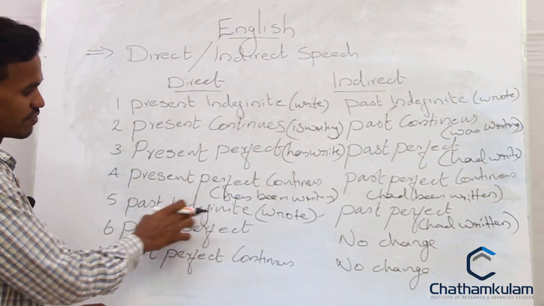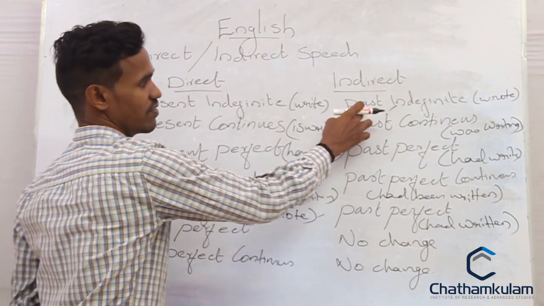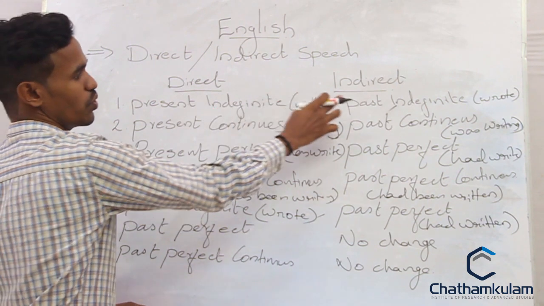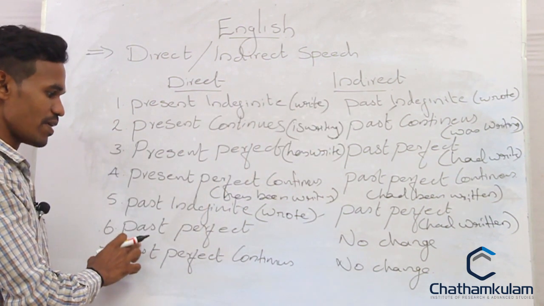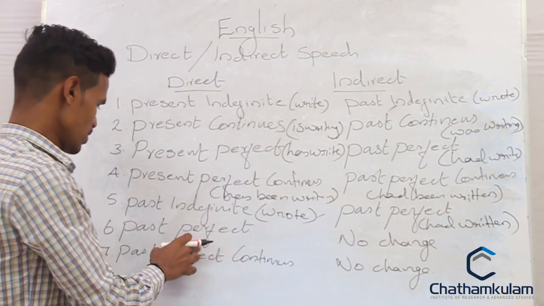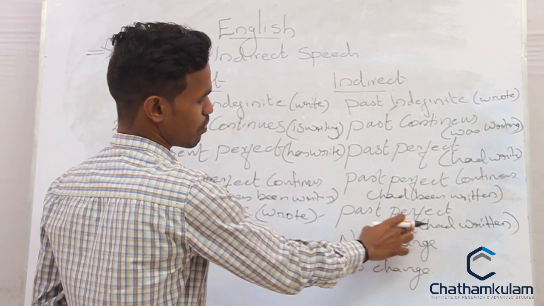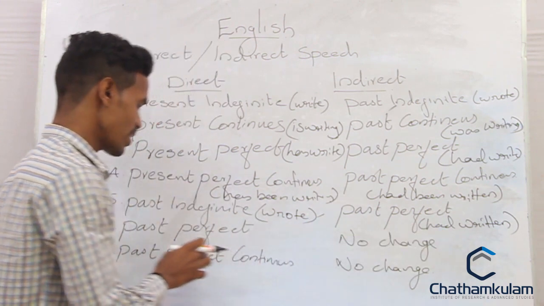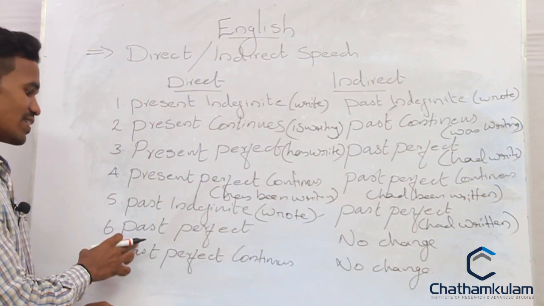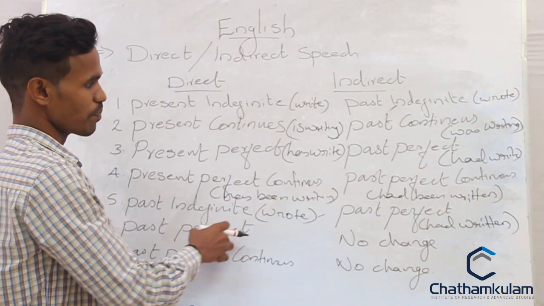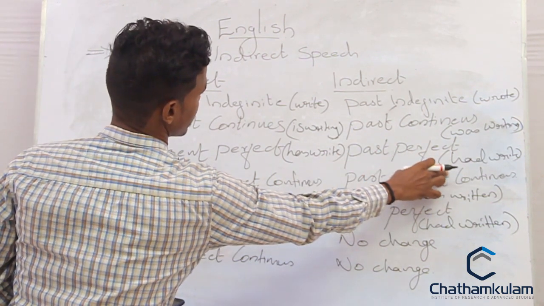So in past indefinite, it is "wrote"; that is the past indefinite in indirect speech, as we saw while converting the present indefinite into indirect. And past perfect is "had written". Okay, and there will be no change in indirect speech when the statement is in the past perfect, which means "had written".